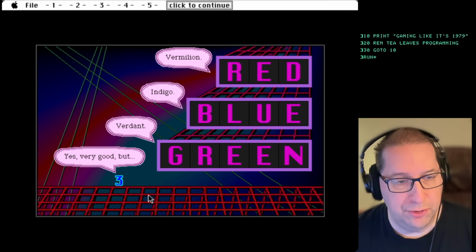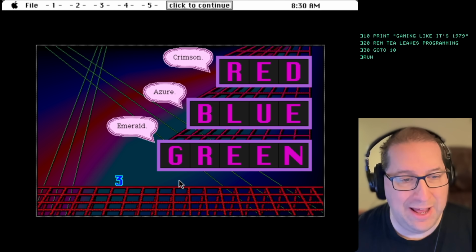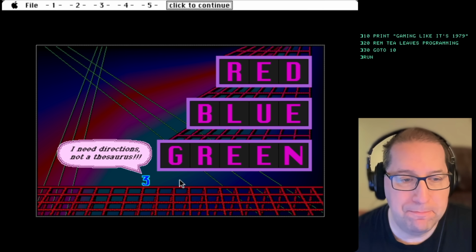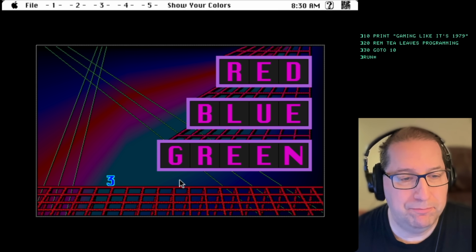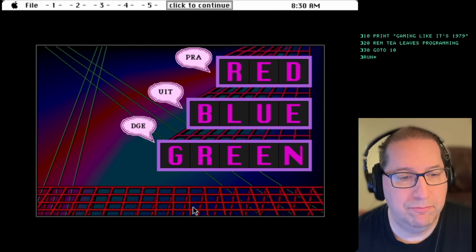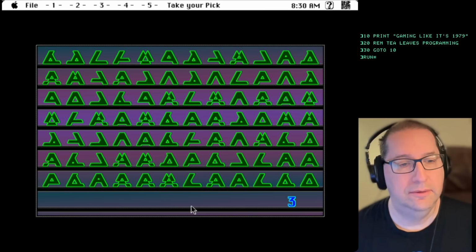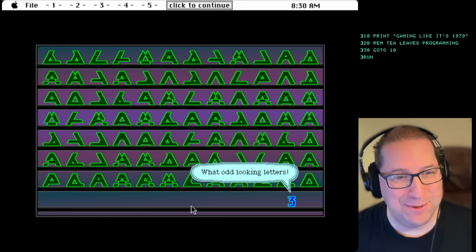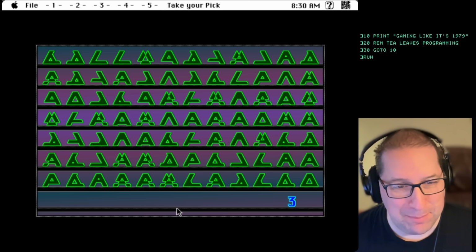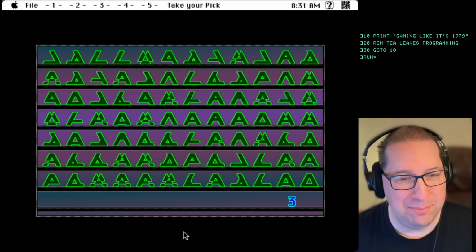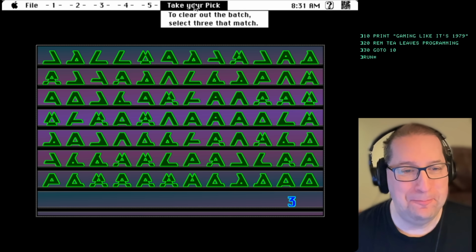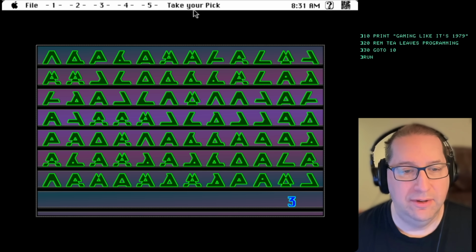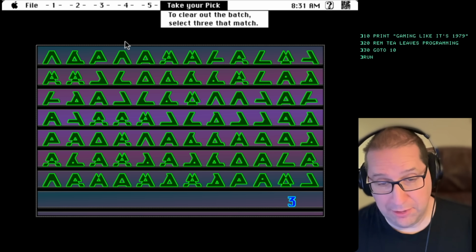Vermilion, indigo, verdant, crimson, azure, emerald. We're getting lots of colors here. Oh my. Yeah. I remember this puzzle. Remember how I said the mesh was the most annoying puzzle? Well, to clear out the batch, select the 3 that match.